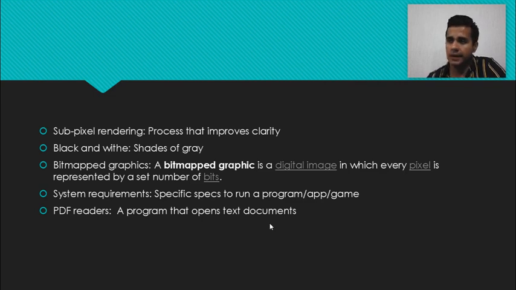Another real simple example: if you want to download an app, let's imagine Facebook, maybe the app is going to download 50 megabytes of memory, but you only have 20. Then you don't meet the system requirements, which in this case is only memory. So those are system requirements: any specific specs to run a program, app, or game.